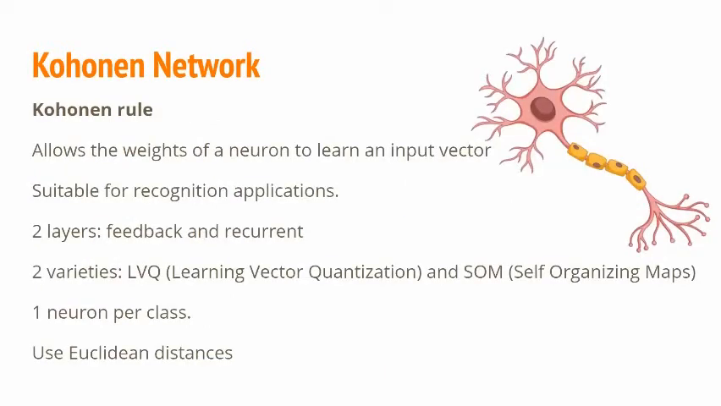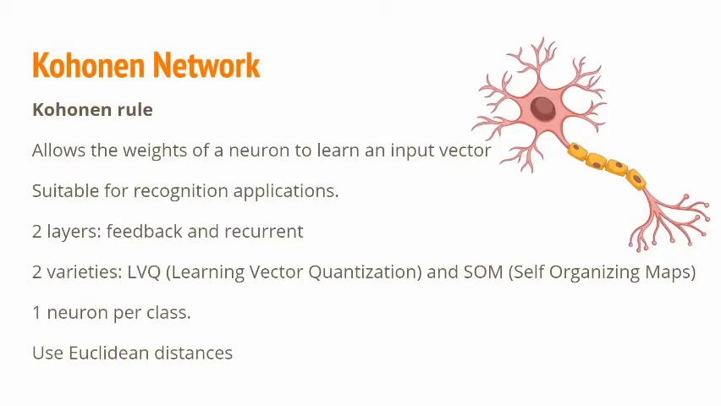We chose the Kohonen network, which is, as I mentioned, a competitive network that uses the Kohonen rule, which allows the weights of a neuron to learn from an input vector. That means that the weights will evolve according to the input vectors. It is suitable for recognition applications. They use two layers. The first layer is feedback and the second layer is the recurrent layer.